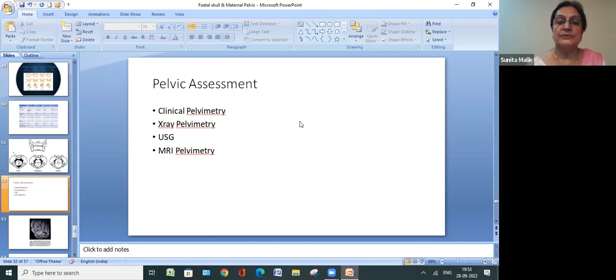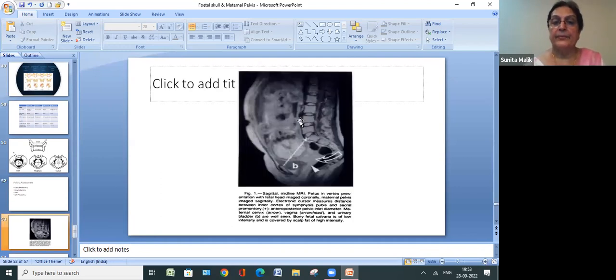I'll just show you some pictures. See, this is the sagittal midline MRI. The fetus is in the vertex presentation. Now this is giving me the AP diameter of the pelvis, starting from the sacral promontory till the upper border of the symphysis.